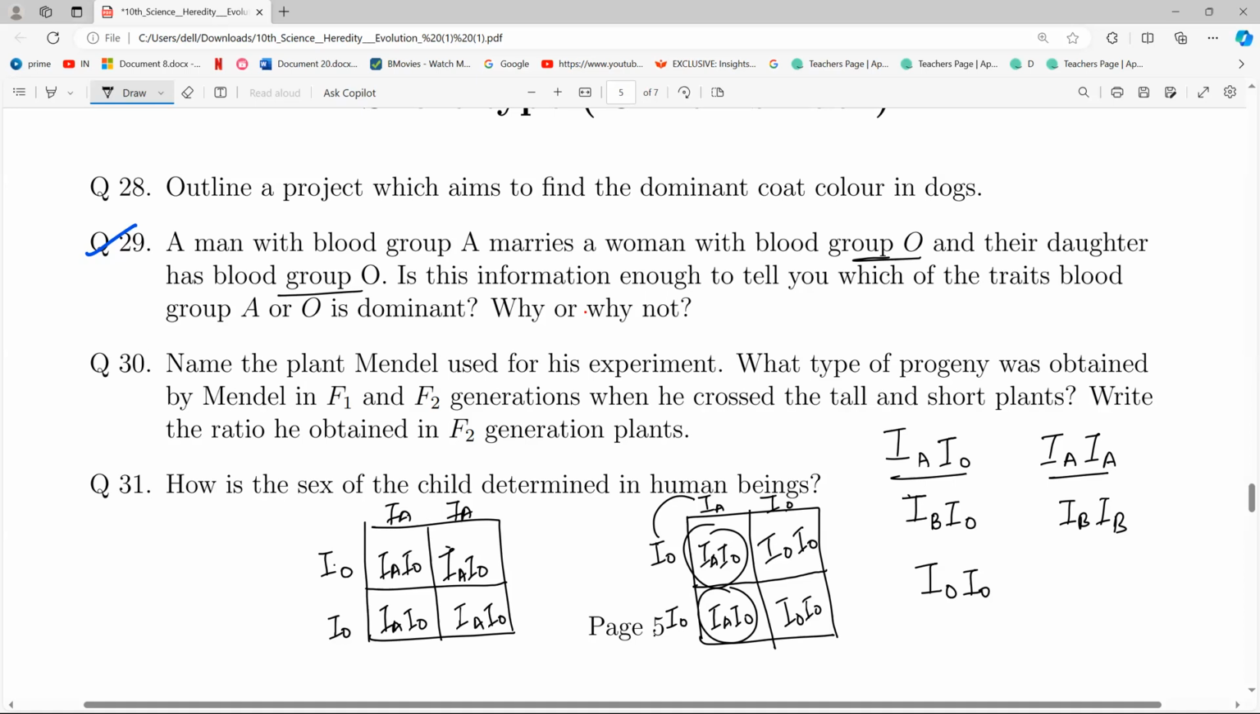So here in question number 30, what should be the answer for question number 30? Read question number 30. Madhya, read question number 30, everyone. Name the plant Mendel used for his experiment, and what type of progeny was obtained in F1 generation and F2 generation when he crossed tall and short plant. And what is the ratio he obtained in F2 generation of this plant? Tell me.